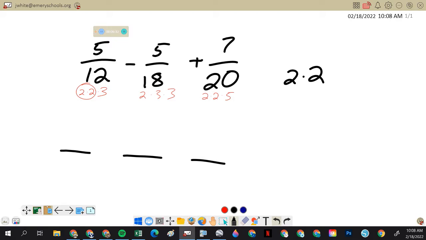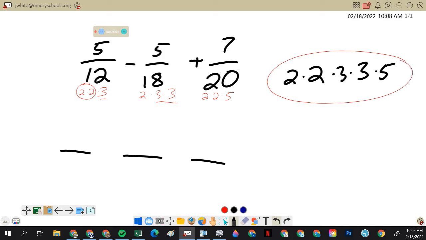What about 3's? So I have a single 3 here, and I have a pair of 3's there. Which one's bigger? The pair. And what about 5's? A single 5. Now, this number is the smallest possible number that 12 and 18 and 20 go into.